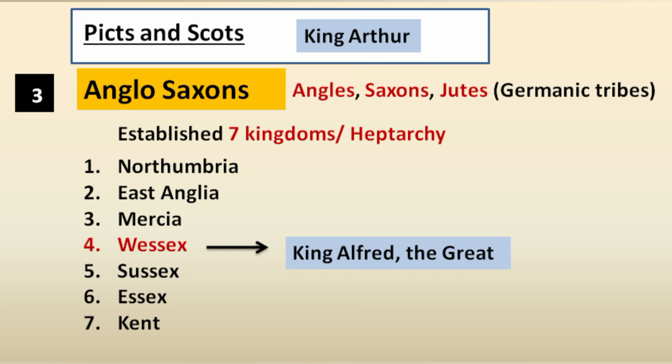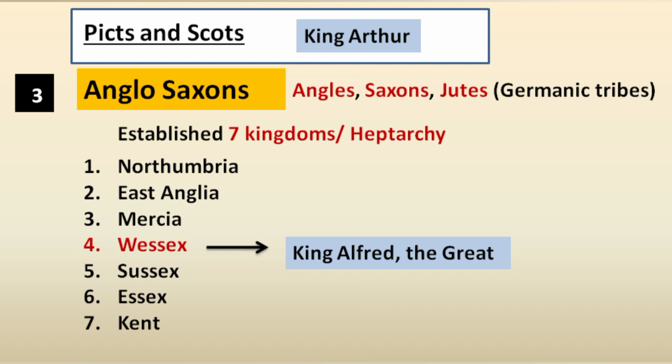And they established seven kingdoms, which is also called Heptarchy. The seven kingdoms are Northumbria, East Anglia, Mercia, Wessex, Sussex, Essex, and Kent. All these seven kingdoms were constantly at war. They would fight for political power and they would fight for money throughout. In between them, there were always battles and wars.